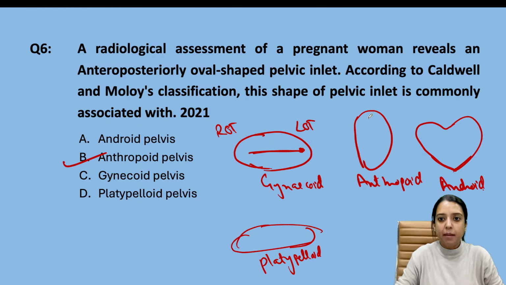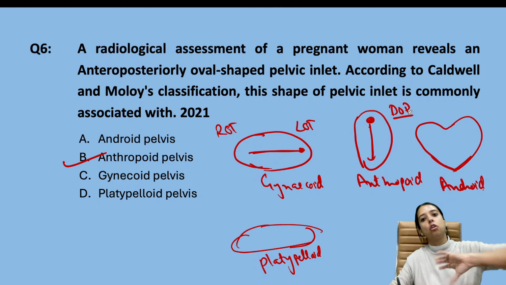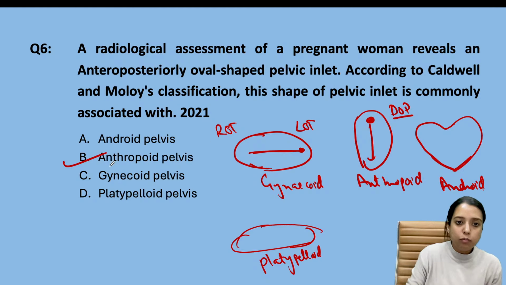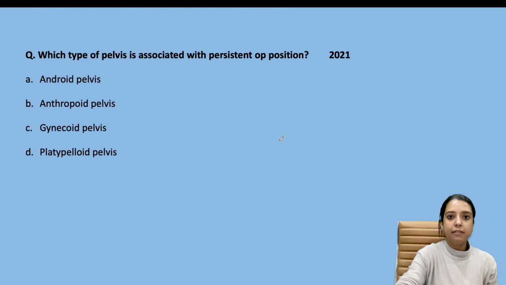Occiput takes an AP diameter, it becomes occipitoposterior because this space is more. Because this space is more, occipitoposterior results in a very prolonged delivery. So anteroposteriorly oval pelvis is anthropoid, and if the question is asked, the pelvis that is associated with persistent OP position, occipitoposterior position, is anthropoid.